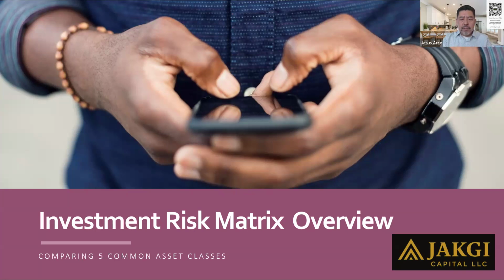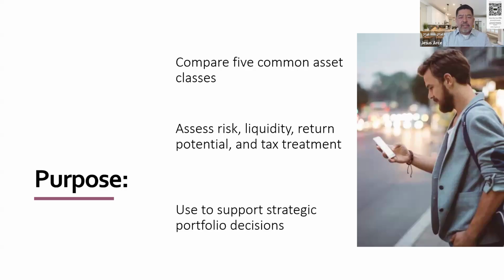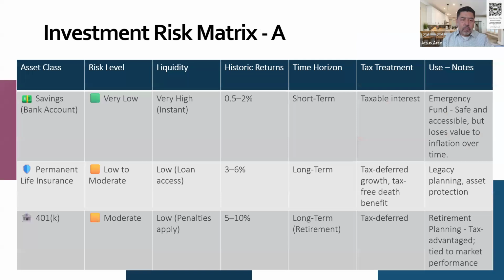So, investment risk overview. We will be comparing five common asset classes. We will talk about risk, liquidity, return potential, and tax treatment. You can use this to support your strategic portfolio decisions. So we'll start off by talking about the different levels of risk and what that looks like.